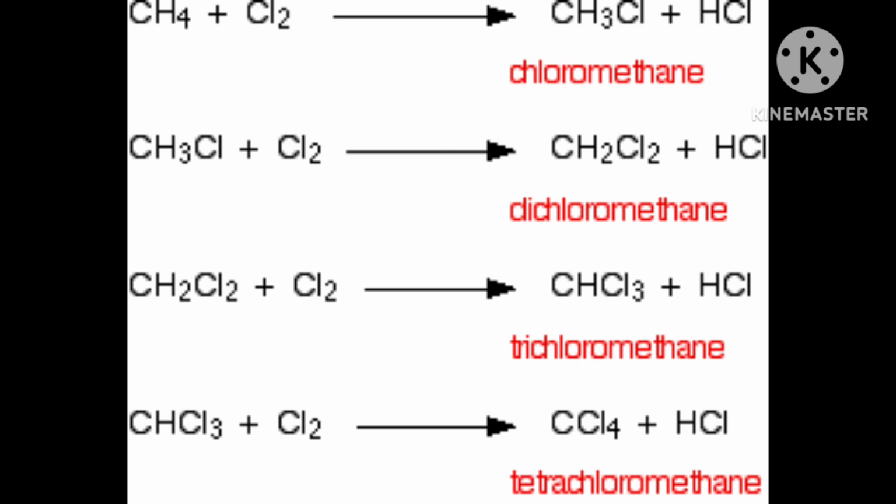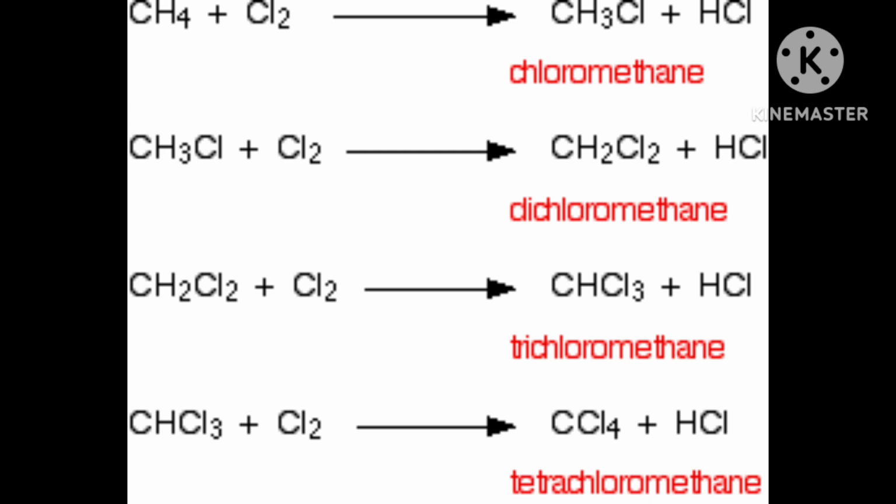In the second CH3 I am talking about, one H will go and in its place one Cl will come. Then it will form chloroethane plus HCl. This reaction also takes place in the presence of h nu, meaning sunlight.